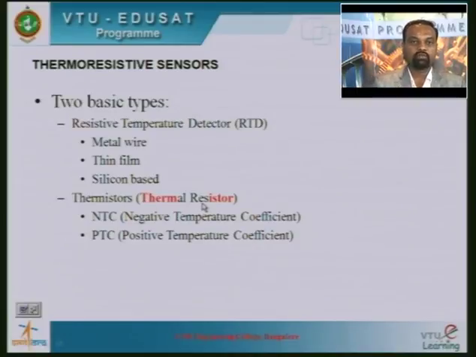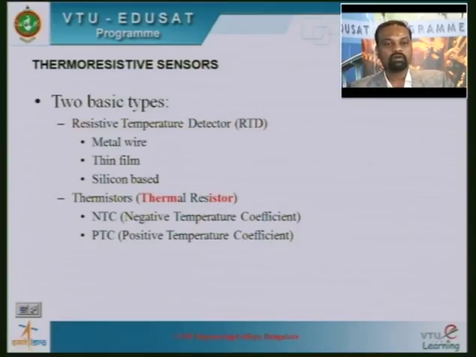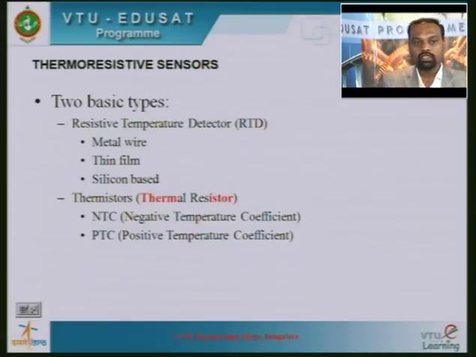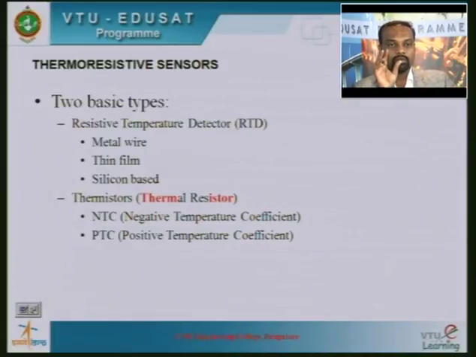Now, this thermistors, what happens here is, okay, it can be negative temperature coefficient or it could be positive temperature coefficient. So, what is negative temperature coefficient now, or what is positive temperature coefficient? So, whenever the temperature increases, if the resistance also increases, which is called as positive temperature coefficient. If the temperature is going to increase and the resistance is going to reduce, we call that as what? Negative temperature coefficient. So, these are all the various categories of transducers that are available to measure temperature.